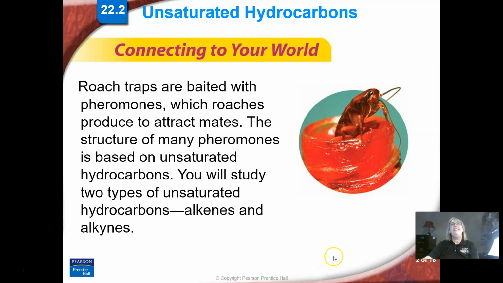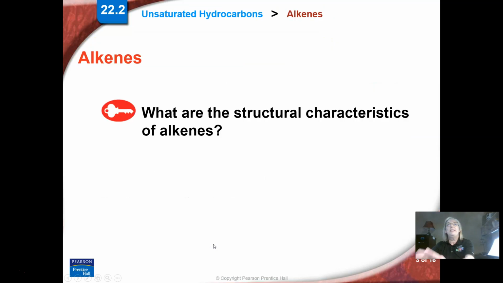Okay, we're going to talk about unsaturated hydrocarbons as well. So if you've ever had to have a roach trap around your house to get rid of these nasty things, you might have used an unsaturated carbon. So these structures are in pheromones that they put in these traps to attract the roaches, and then the roaches carry the trap. So we're going to talk about unsaturated hydrocarbons, which means they have double bonds, alkenes, or they have triple bonds, alkynes. So let's talk about those.